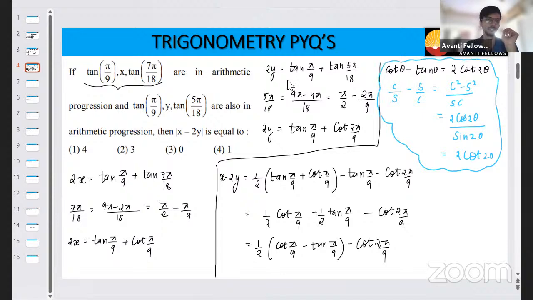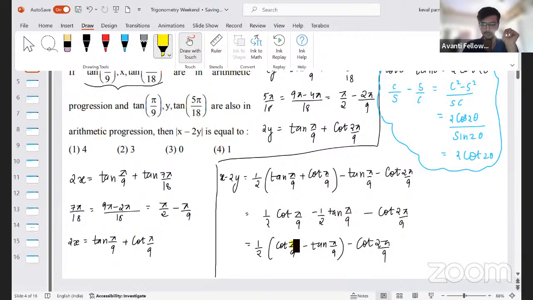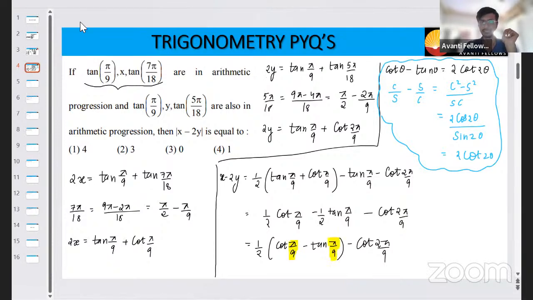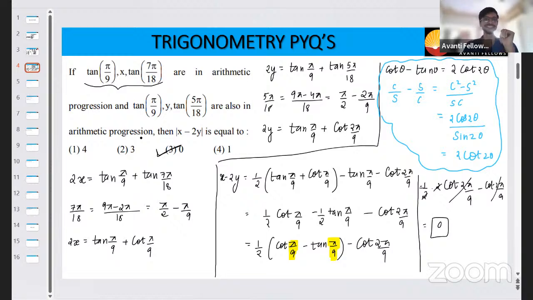So similarly here, as you can see, we have cot theta minus tan theta. So I can write it as half into 2 cot 2 pi by 9 minus cot 2 pi by 9. Many of you must have gotten the answer. 2 and 2 will get cancelled. Cot pi by 9 minus cot pi by 9 cancelled. So we get 0. So option number 3 is my correct answer. Right? Let's see the next one.